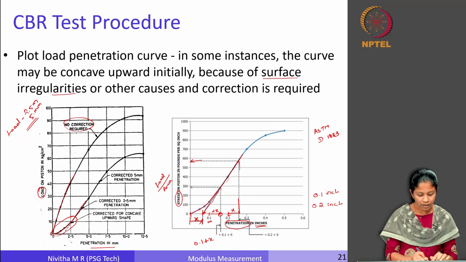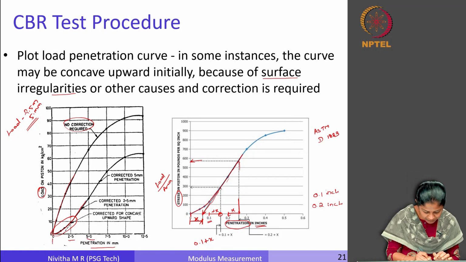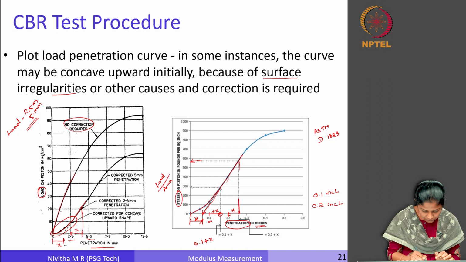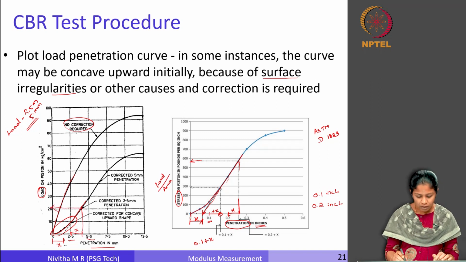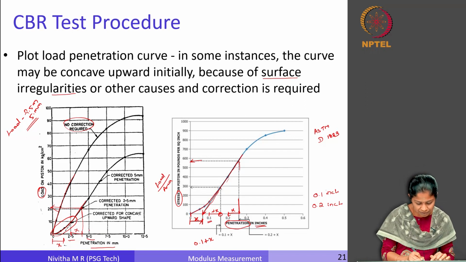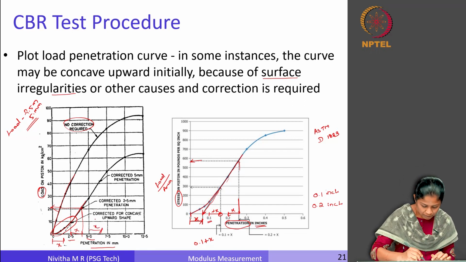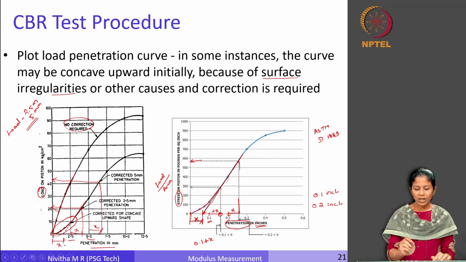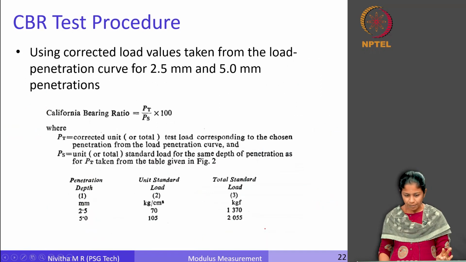We are required to compute it for 2.5 mm and 5 mm. Initially, this is the offset distance here, this is your offset distance x. So there is the initial 2.5, and you offset it by this particular distance, this x. So, this is your corrected 2.5 penetration. Similarly, this is 5, I offset it by x, and this is going to be my corrected value. So, once I arrive at these values, I have a formula.